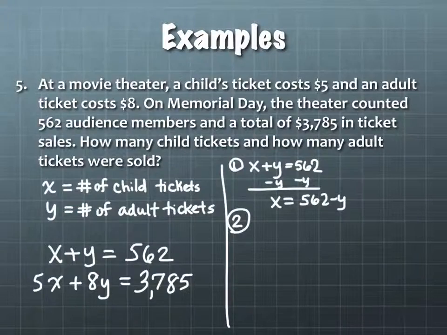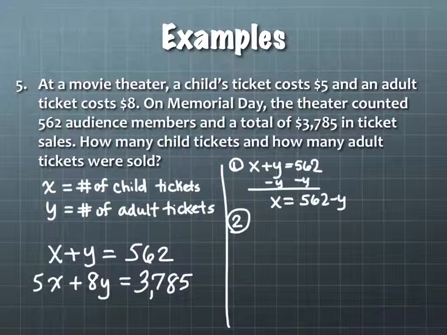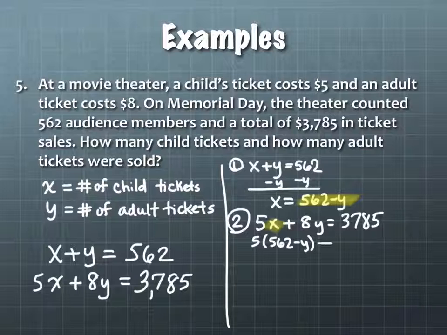Step two says to take that value, take the fact that x is equal to 562 minus y, and plug it in, substitute it in for the x value in the equation. So right now you have 5x plus 8y equals 3785. And what they're saying is that this quantity can replace x. In other words, I can write my 5, and instead of the x, I can write 562 minus y. And the rest of it stays the same, plus 8y equals 3785.